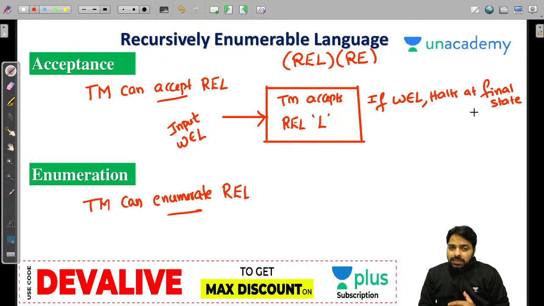This is just the definition of a Turing machine. The first slide I have shown you the same thing, guys. Look at how many times I repeat the same definition.